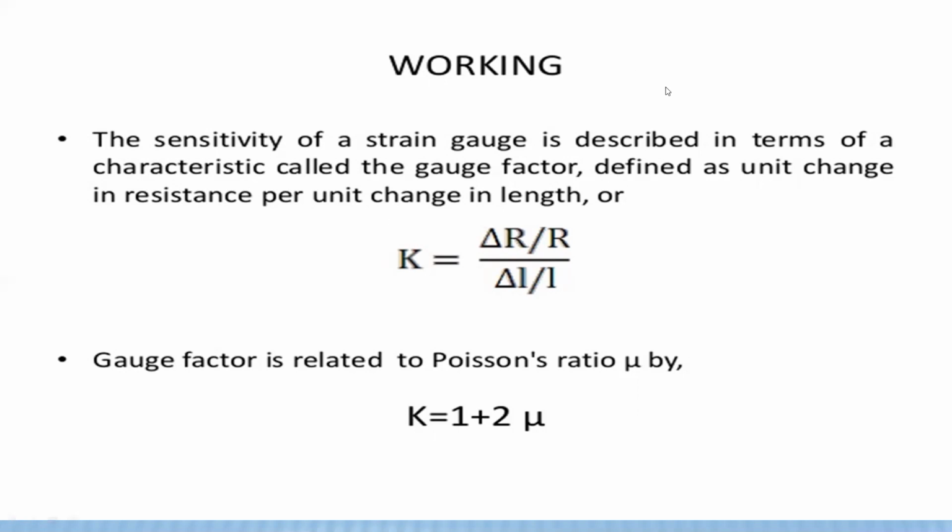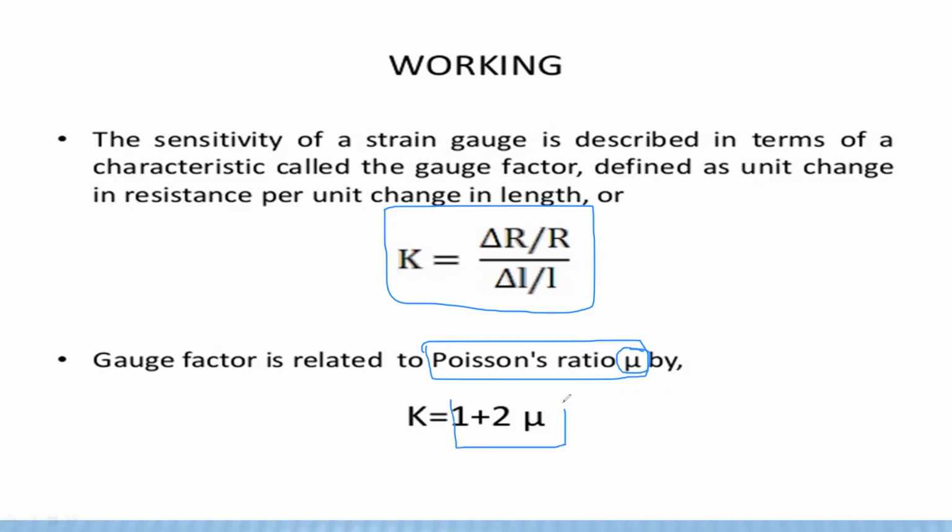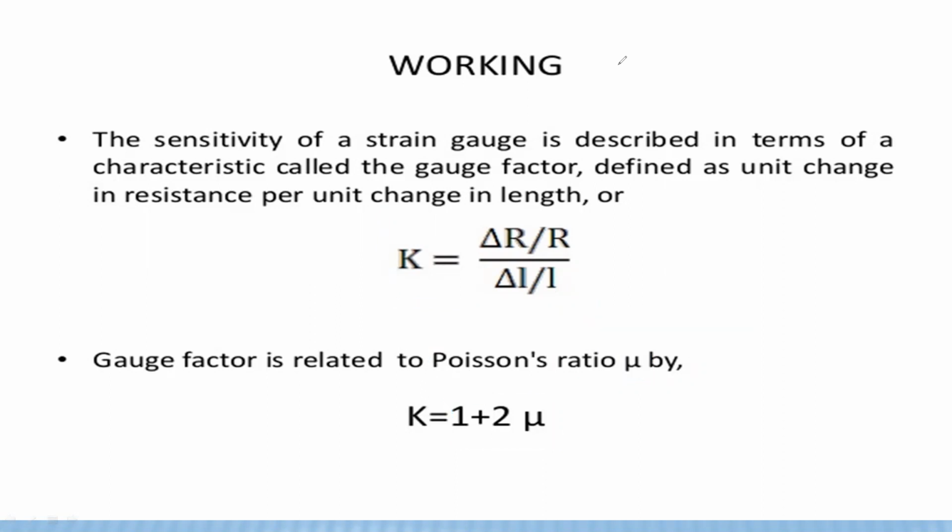Okay, it is the formula of gauge factor. The gauge factor is related to Poisson's ratio. The Poisson's ratio is indicated as mu. Then gauge factor K is equal to 1 plus 2 mu. Okay, so this formula is applied in different problems. The problems we will see in further classes.